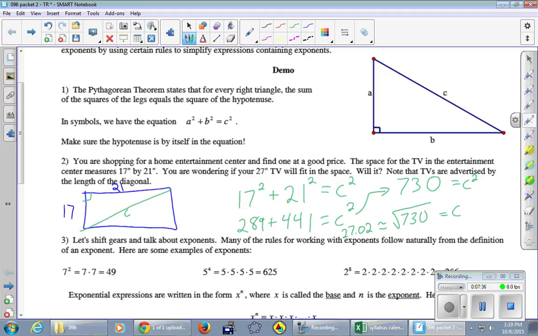So will our 27-inch TV fit? No? That is the space. 27.02 inches available. And we need 27. And the TV is 27, so we'll just barely squeeze in there. We better hope there's no frame around this TV. Okay?